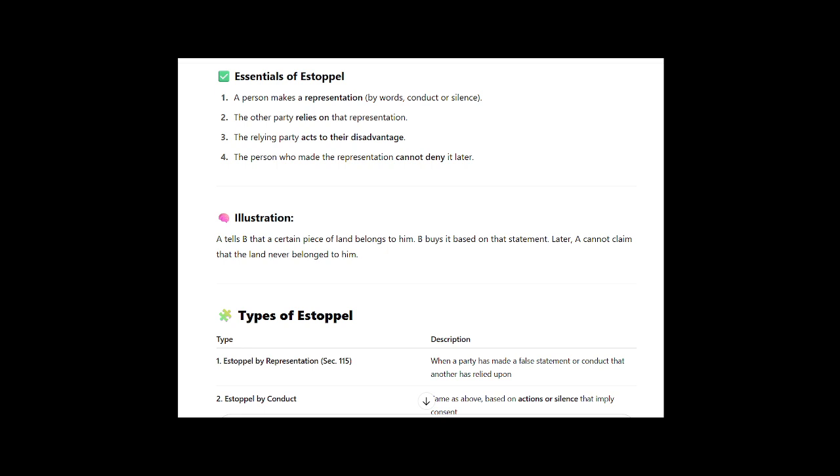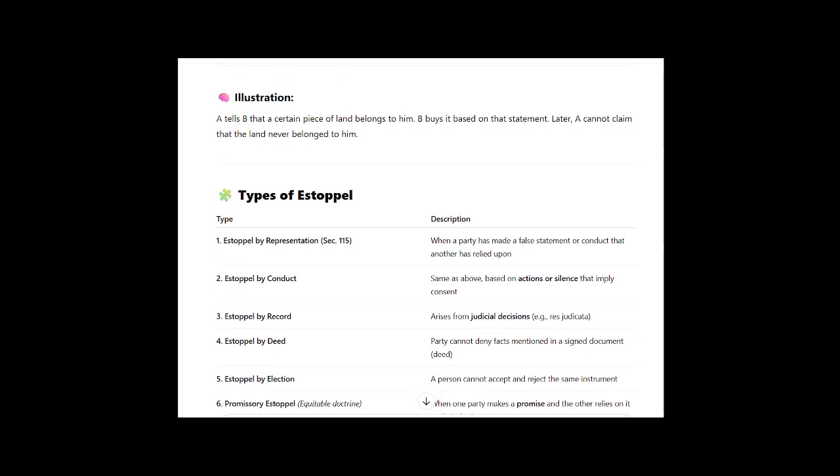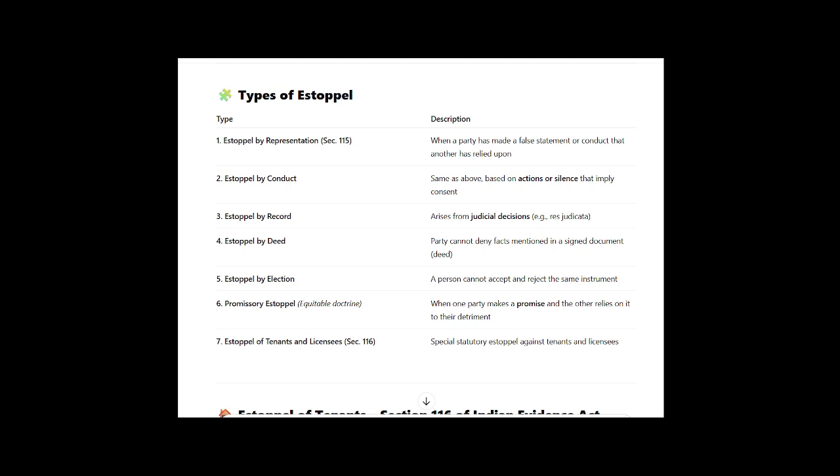1. Estoppel by representation. When a party has made a false statement or conduct that another has relied upon. 2. Estoppel by conduct, based on actions or silence that imply consent. 3. Estoppel by record, arises from judicial decisions, i.e., res judicata. 4. Estoppel by deed, a party cannot deny facts mentioned in a signed document. 5. Estoppel by election, a person cannot accept and reject the same instrument.